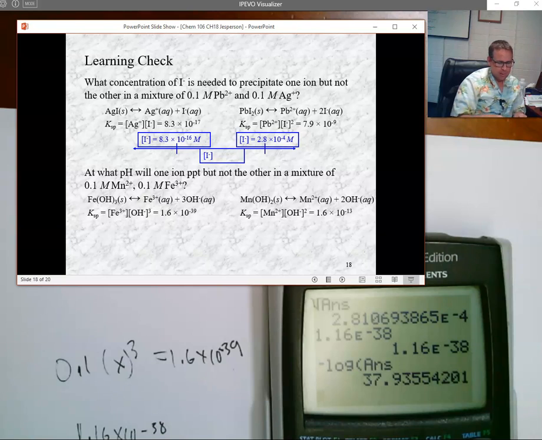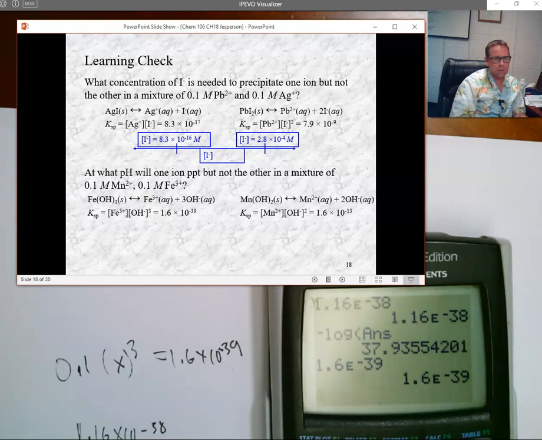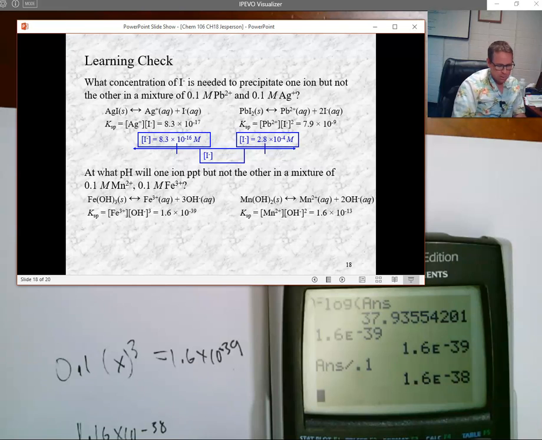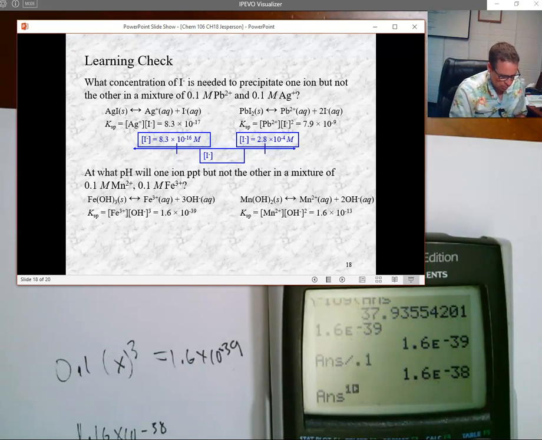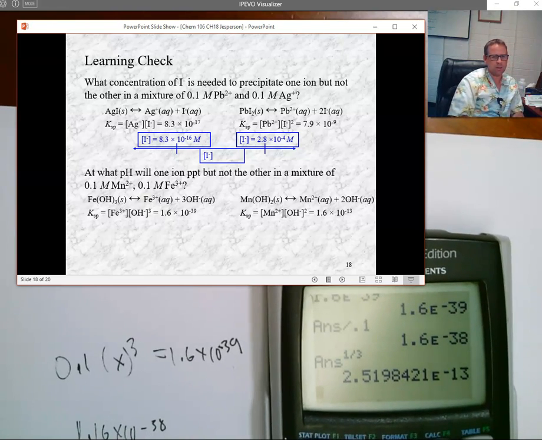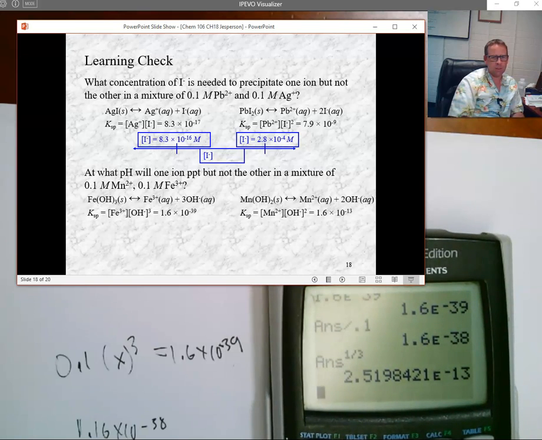Let's see. So 1.6 times 10 to the minus 39. And then divided by 0.1. And then we raise that to the 1 over 3. Oh, there we go. 2.5 times 10 to the minus 13.